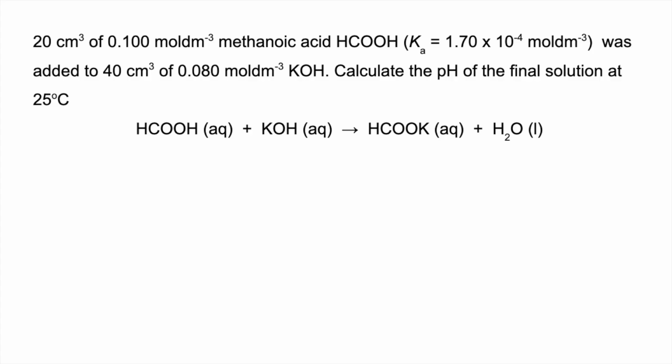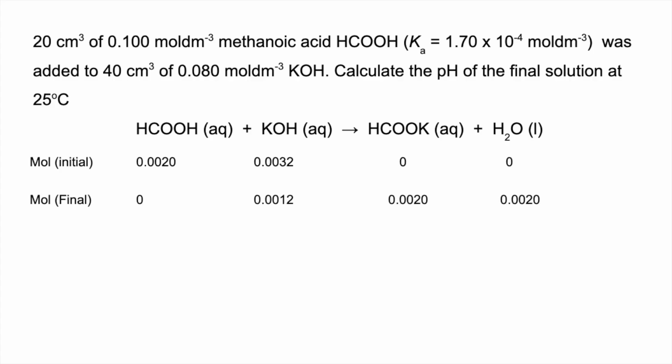So just as in the previous video where we had strong acid and strong alkali, we're going to do the same sort of thing. So the first thing we'll do is calculate the starting moles or initial moles of the chemicals involved. So we've got that many moles of acid, that many moles of alkali, and obviously we don't have any salt or water formed. And then at the end of the reaction, you can see the KOH is in excess, and so there'll be no acid left. There'll be the difference between these two numbers of moles of KOH left.